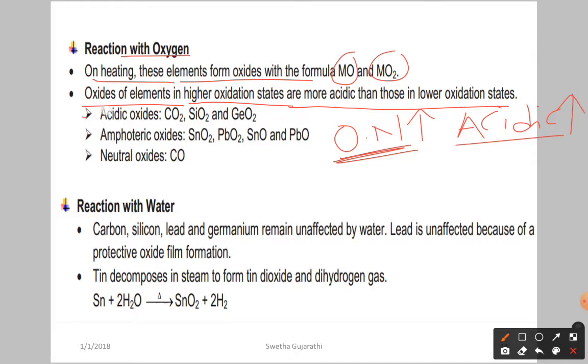Examples of acidic oxides are CO2, SiO2 and GeO2, germanium oxide. Next, amphoteric oxides, meaning having both acidic and basic nature: SnO2, PbO2, SnO and PbO. Next, neutral oxides are those that do not react with acid or base. Carbon monoxide is a neutral oxide. You have to remember these examples.